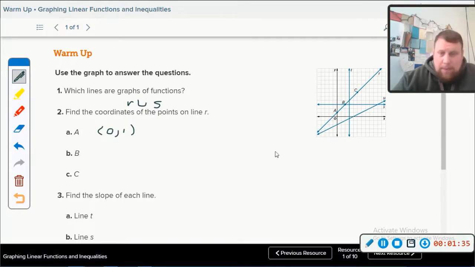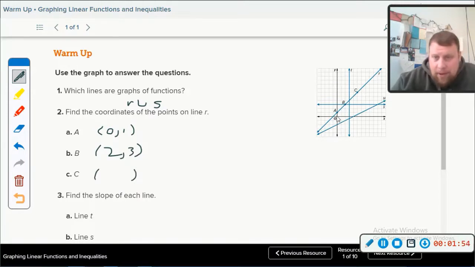Find the coordinates of B. B's right here, which is going to be at 1, 2, and then 1, 2, 3. So 2, 3. Got to be able to find coordinates, so make sure you're able to find your x and your y, right? We always do x first.